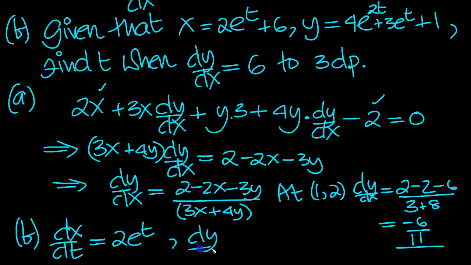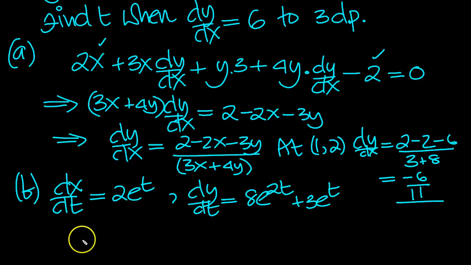dy/dt. Let's get that. So this is a function of a function. e to the something goes to e to the something multiplied by the something differentiated. So a 2 comes down to be with the 4 to make 8, e to the 2t. And then this, 3 lots of e to the t differentiates to e to the t, and there's 3 lots of it. And the constant goes to 0, so that's dy/dt.